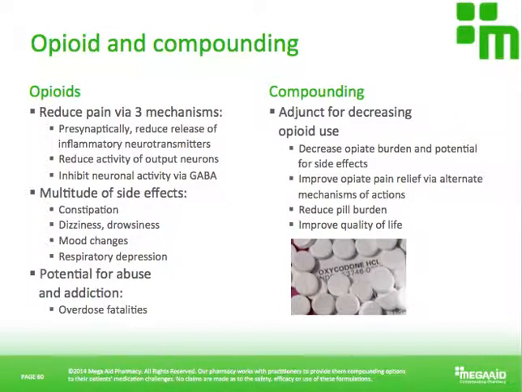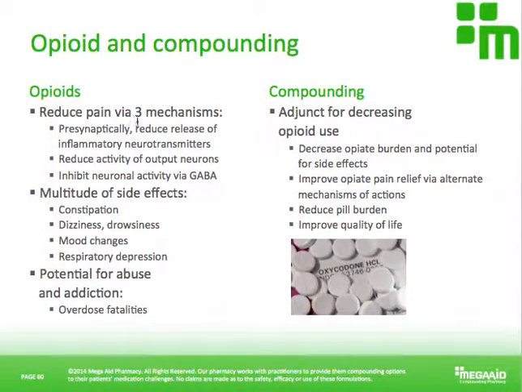So let's talk about opioids and compounding. When a lot of people think about opioids and compounding, the two don't seem to really go well together, but it's actually counterintuitive because there's definitely a clinical niche for the use of compounding in patients who are taking opioids. Again, we talked about how opioids are very effective in relieving pain. The three main mechanisms they use to relieve pain are that they reduce release of inflammatory neurotransmitters, they reduce the output of the neurons, and they inhibit neural activity via GABA.